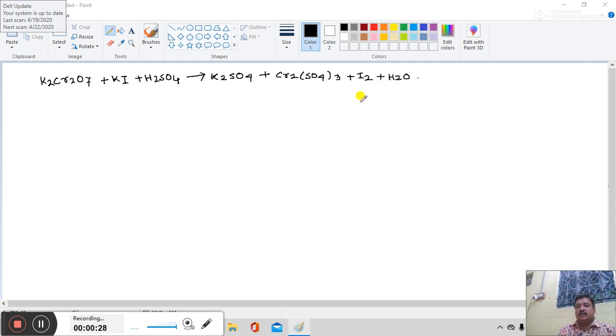At first we mark the atoms whose oxidation numbers change. In potassium dichromate, chromium is in the +6 oxidation state, which is reduced to chromic sulfate, where it is in the +3 oxidation state. So chromium undergoes reduction. On the other hand, in potassium iodide, I is in the -1 state and goes to the iodine molecule, which is in the 0 oxidation state. So I undergoes oxidation.